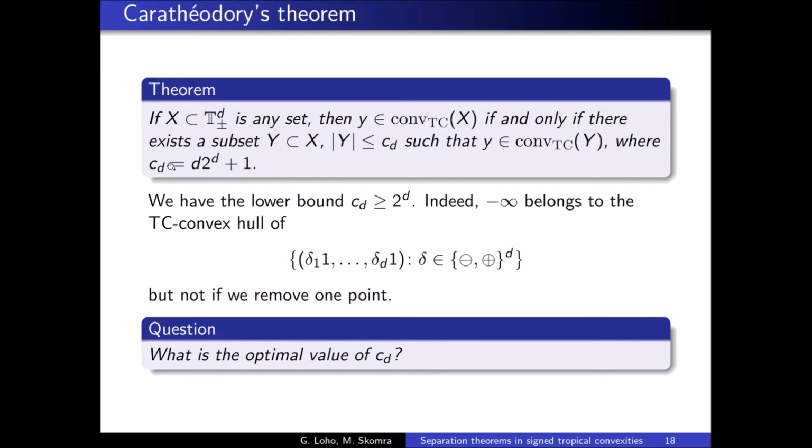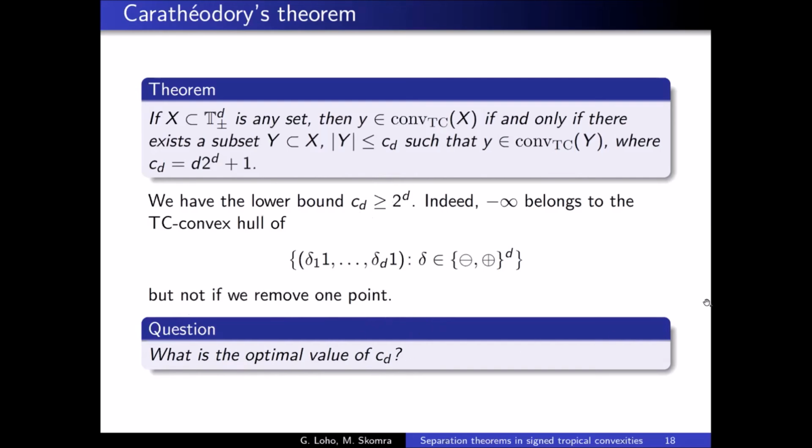And we are actually able to show that this Carathéodory constant has to be quite high. It has to be at least 2 to the power D, as given by this example. If you look at the vertices of the hypercube with absolute value 1 and all of the signs, then minus infinity belongs to the TC-convex hull of this collection. However, if you omit at least one point from this collection, then minus infinity will not belong to the TC-convex hull. So this constant has to be at least 2 to the power D. However, as you can see, there is some gap between those two things. And this gives us our first open question: we don't know exactly what the optimal value of this Carathéodory constant is.